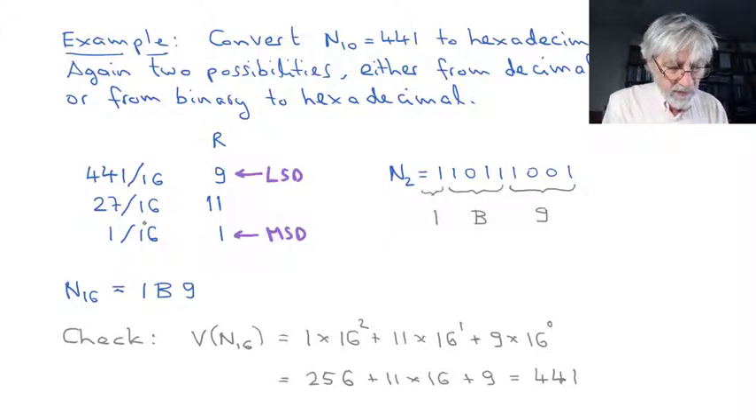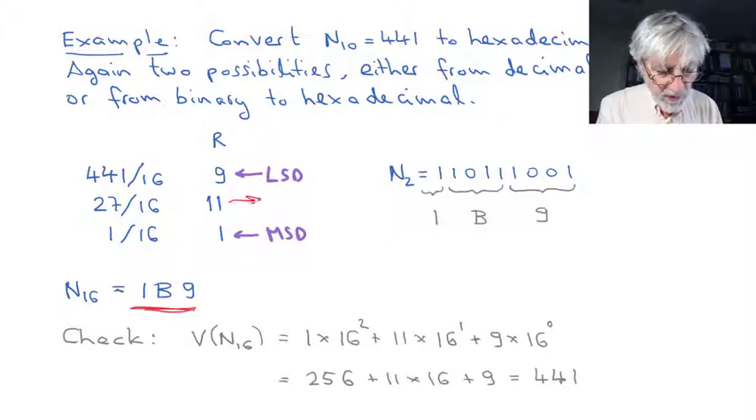Okay, and then we have 27 divided by 16, that gives us 1, and the remainder of 11. And then we have 1 divided by 16 gives us 0, and the remainder of 1. So we have the number 1, 11, 9, but 11 we write, of course, in hexadecimal as B. Okay, so we have N16 is equal to 1B9.